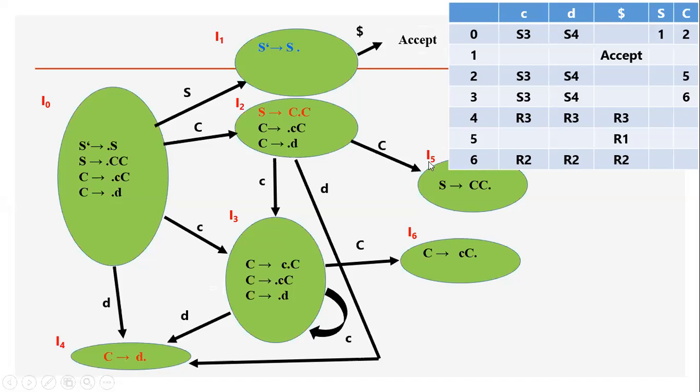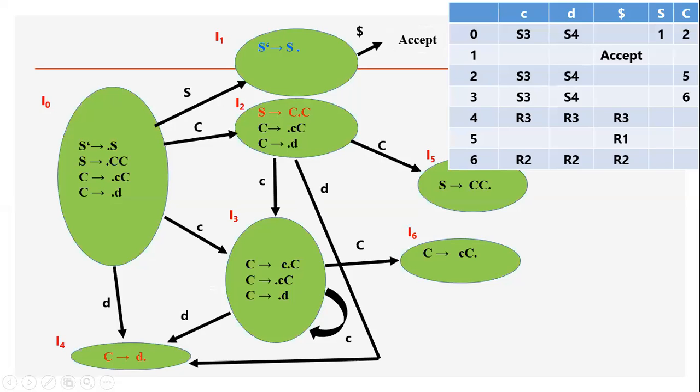On I2, on C, it will move to I5. So from I2 on C, it will move to 5. Then on c, it is moving to S3. On d, it is moving to S4. Like that, in I3 state, on C, it moves to I6. So on 3, on C, it moves to the 6th state. And on c, it will remain in that state itself. On d, it will move to I4. So that is S3 and S4. Then in I4, we are not having any outgoings. In I5, we are not having any outgoings.